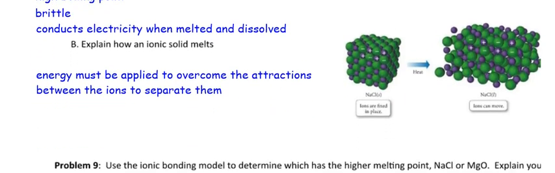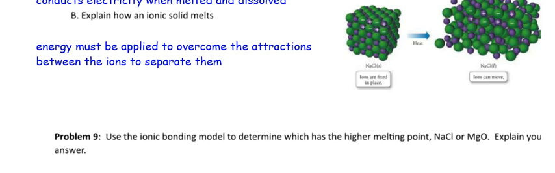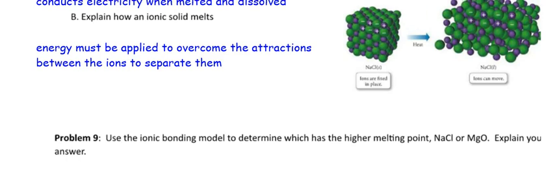So finally, number 9 is use ionic bonding model, determine which has the higher melting point. Which one do you think? Pause this and then I'll tell you what the answer is. All right, I got magnesium oxide because once again, it's a +2, -2 charge, which is higher than NaCl, +1, -1. So it's going to have the higher melting point.